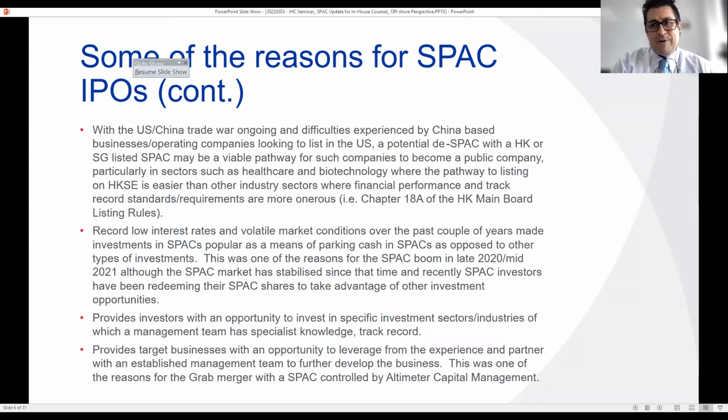Part of the reason why Grab elected to go down the pathway of a merger with the SPAC and a listing on the New York Stock Exchange was that they were very keen to partner with the management team led by Altimeter Capital Management. And they've made a 3-year commitment with Altimeter, and they're benefiting from the strategic advice and input that Altimeter are bringing as part of their contribution to that merger. So there's a number of different reasons why SPACs have been quite popular.